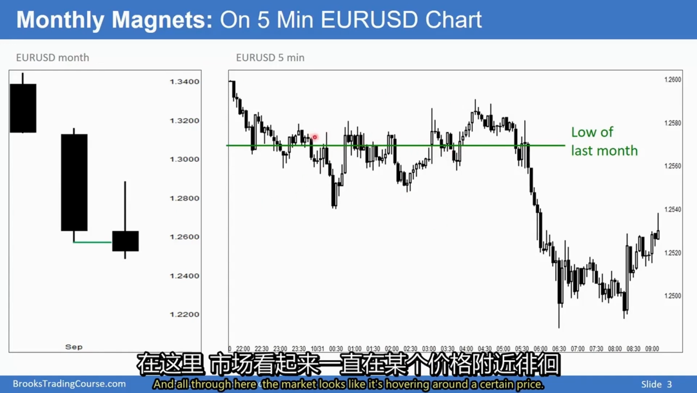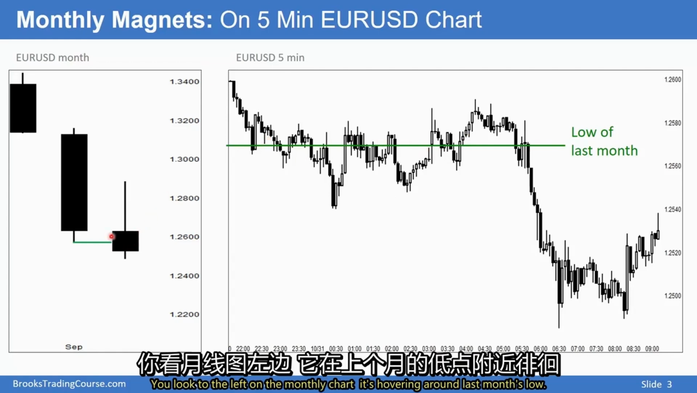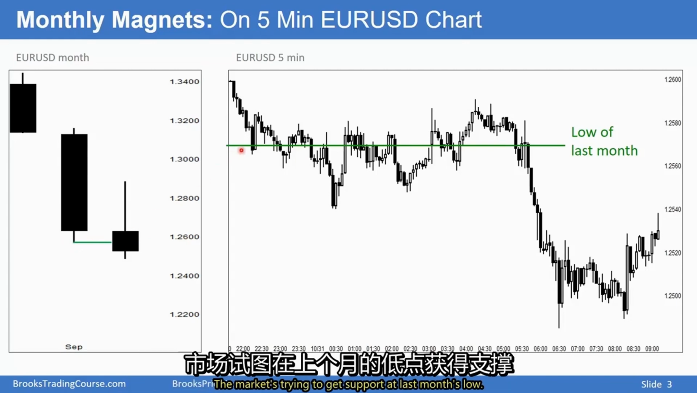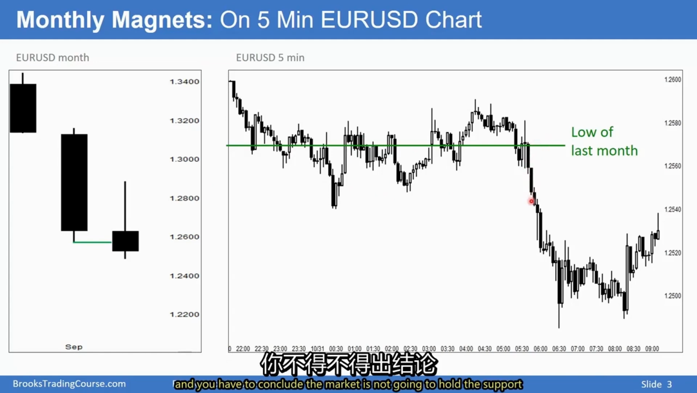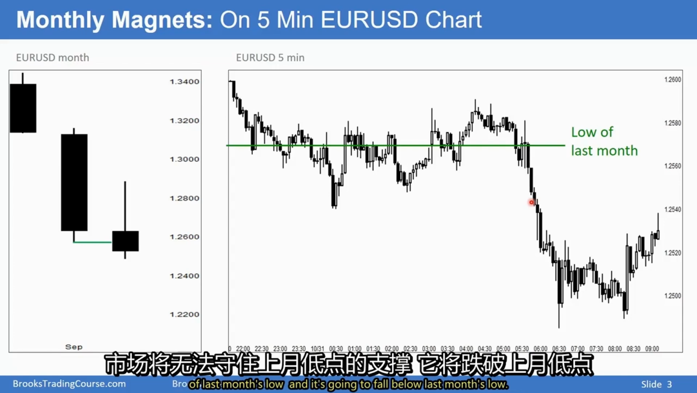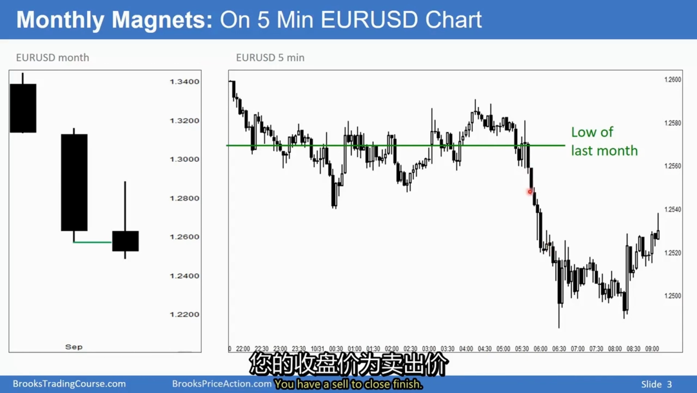And all through here, the market looks like it's hovering around a certain price. You look to the left on the monthly chart, it's hovering around last month's low. The market's trying to get support at last month's low. And then you start to see this, and you have to conclude the market is not going to hold the support of last month's low, and it's going to fall below last month's low. You have a sell to close finish.